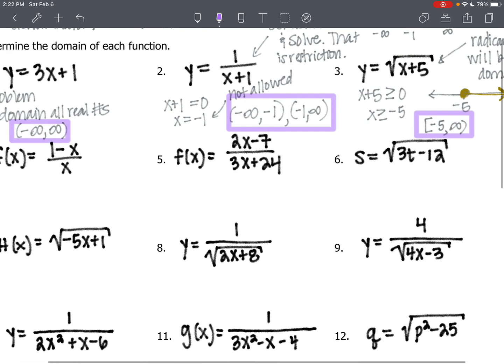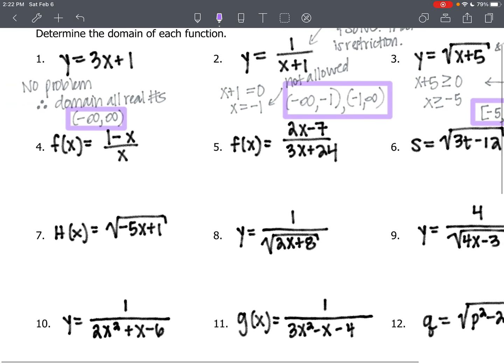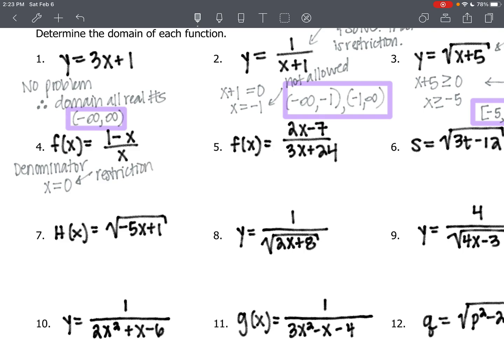Okay, you can see that we're going to have lots of problems here to do, so we're going to go through them very quickly. Again, I just want to remind you to press pause if you need to slow down. Okay, this is a denominator, so I'm going to write denominator. When we have that denominator issue, the denominator cannot equal 0. So x in this case, set it equal to 0, and 0 is your restriction. So x can be any number except 0. So negative infinity to 0, 0 to infinity.